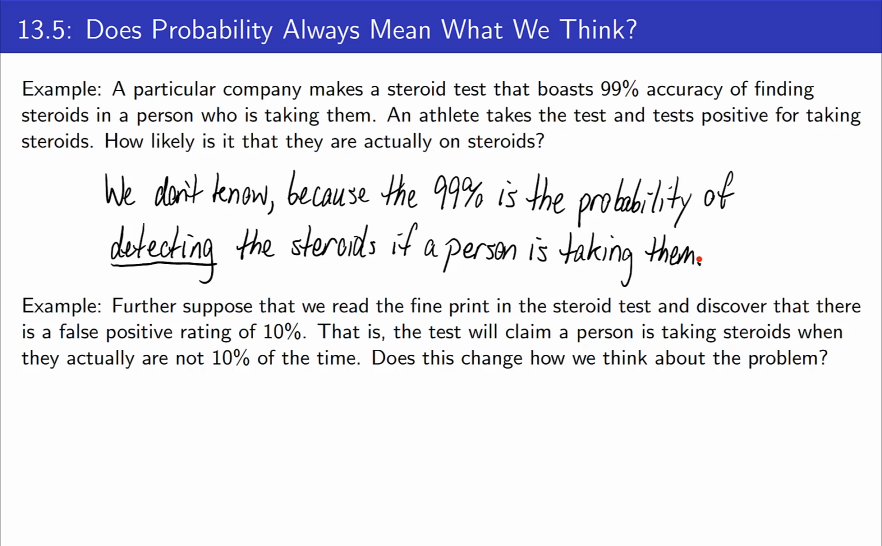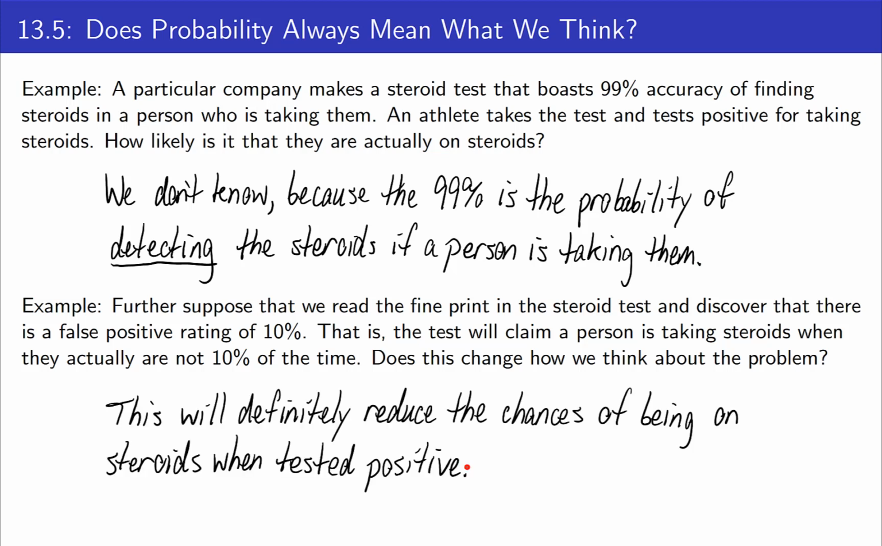Suppose we read the fine print and discover there is a false positive rating of 10%. What that means is that if the person takes the test and is not taking steroids, they will test positive 10% of the time, even if they're not taking the steroids. How does this change what we think about the problem? This will definitely reduce the chances of being on steroids when tested positive. Now the question for us to ask is, how much does it reduce the chances? Do you subtract it from the 99? Does it mean that it's now an 89% accuracy? Let's go a little further.